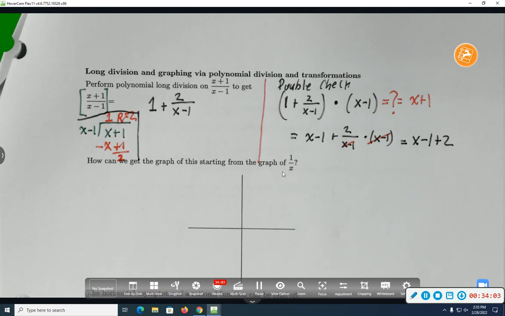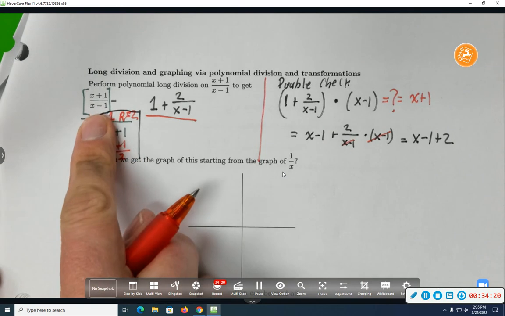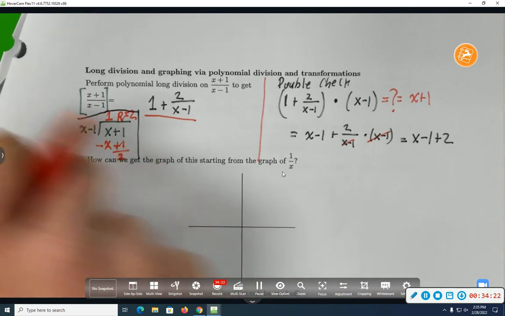So how many people, whenever they do polynomial division, feel nervous that they probably made a mistake? Here's the thing you can always do to double check. So, here's the payoff. Now that we've done that, if I graph this function, then I've graphed that function. So let's use that.